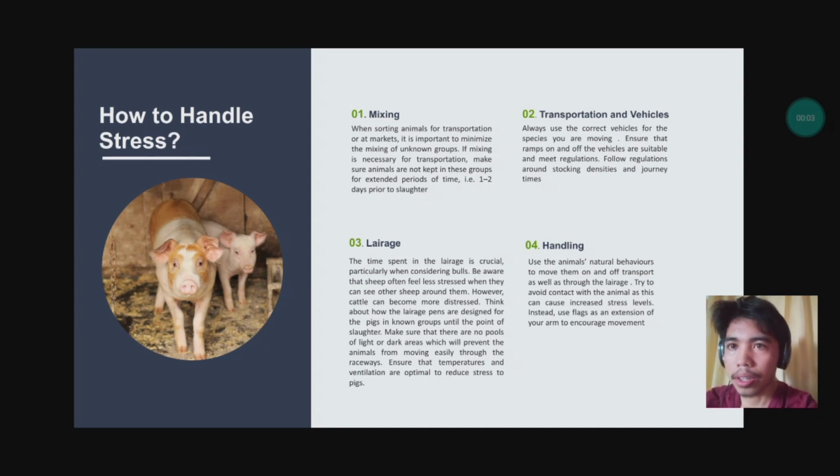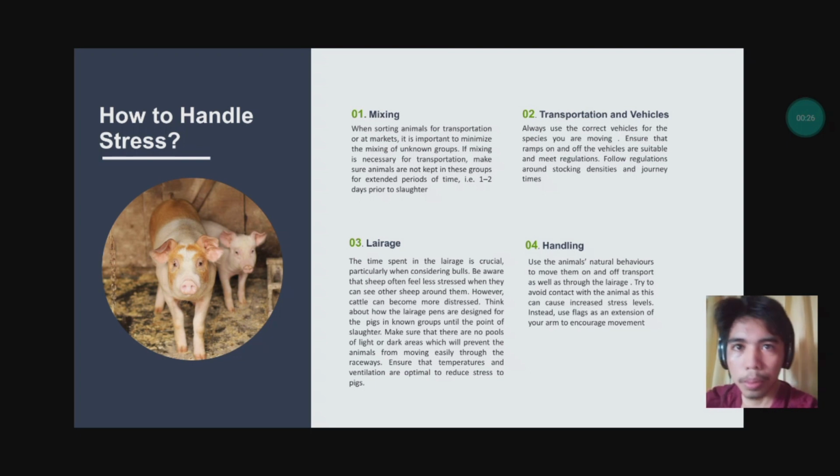How to handle stress. Number 1. Mixing. When sorting animals for transportation or at markets, it is important to minimize the mixing of unknown groups. If mixing is necessary for transportation, make sure animals are not kept in these groups for extended periods of time, for example, 1 to 2 days prior to slaughter.